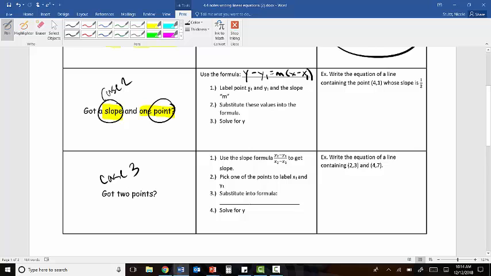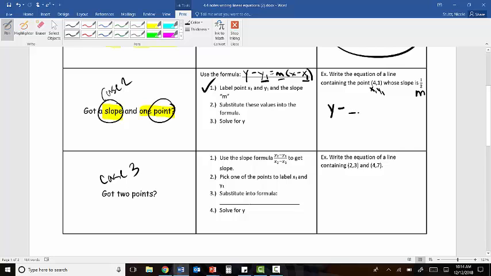Step 1 says label x1 and y1 in your ordered pair. So we're going to write x1 and y1. And the slope needs to be labeled m. So that is step 1. Step 2 says substitute these values into the formula. You will be putting these three numbers in for your y1, your m, and your x1. So we're going to set that up.